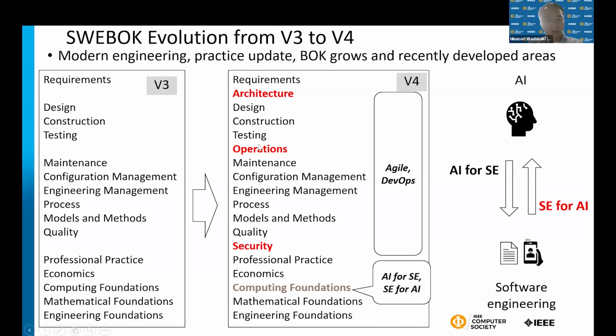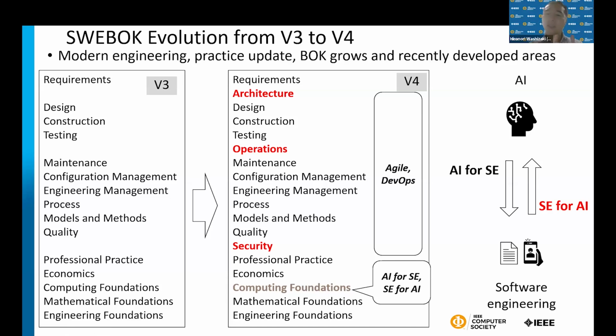Yes, now perhaps you're quite familiar with software engineering. In many projects we are moving towards agile and also DevOps, right? So we wish to emphasize the importance of operations. It is somehow surprising that in the last version 3, there was no knowledge area dedicated to operations. That's interesting, right? But we should shed light on the importance of operations.